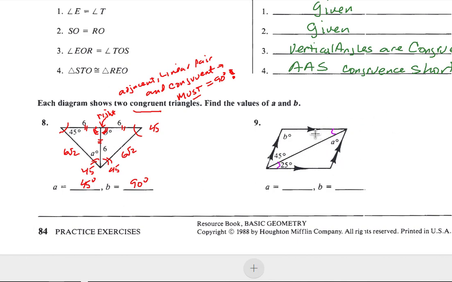Looking at number 9, we have parallel lines. We can do alternate interior angles with the horizontal ones. We can do alternate interior angles with the vertical ones, and jump the 45s and the 25s around to their congruent angles. And since all together the triangle sum says they have to equal 180 degrees, we can find out that angle B must be 110 degrees. So we've got 45 degrees for A and 110 for B.